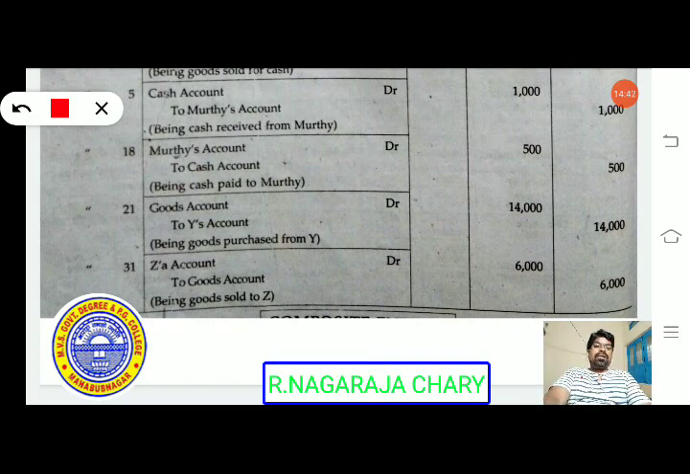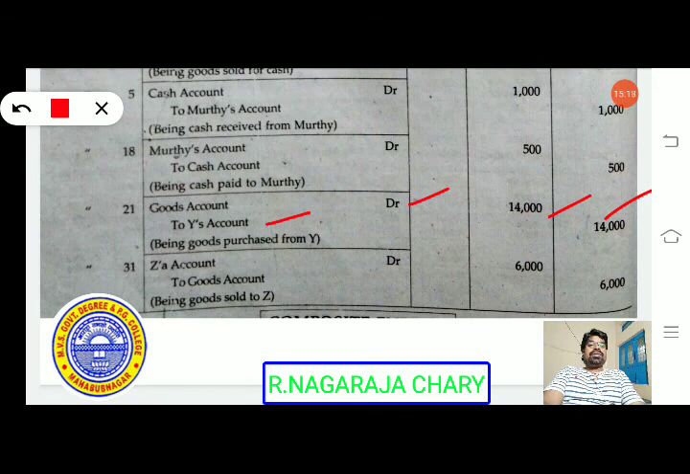So, you see when we are purchasing goods, that is expenditure. So, according to real accounts, goods are to be debited, and the person is the giver, debit the receiver, credit the giver, the person Y is the giver. So, that is why Y is to be credited. Instead of goods account you can write purchase account also. So, goods account debit to Y account, or you can write purchase account debit to Y account, amount 14,000 and 14,000. Okay, right.